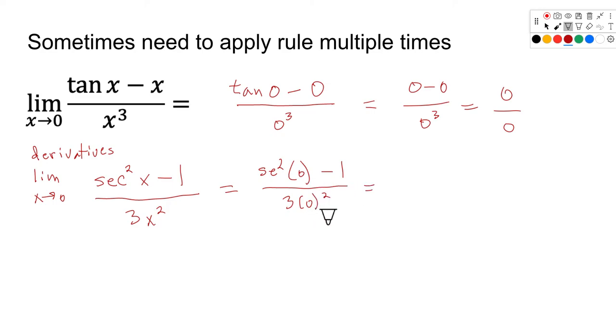What's secant of 0? Or secant squared of 0. Secant is 1 over cosine. Cosine of 0 is 1, so that's 1 over 1. 1 squared is still 1, right? So secant squared of 0 is 1, so we get 1 minus 1 in the numerator. We get 0 in the denominator, so we're still stuck at 0 over 0.